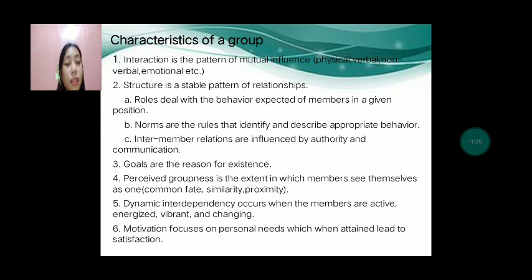broken. Number 5, dynamic interdependency occurs when the members are active, energized, vibrant, and changing. Number 6, motivation focuses on personal needs, which, when attained, lead to satisfaction.